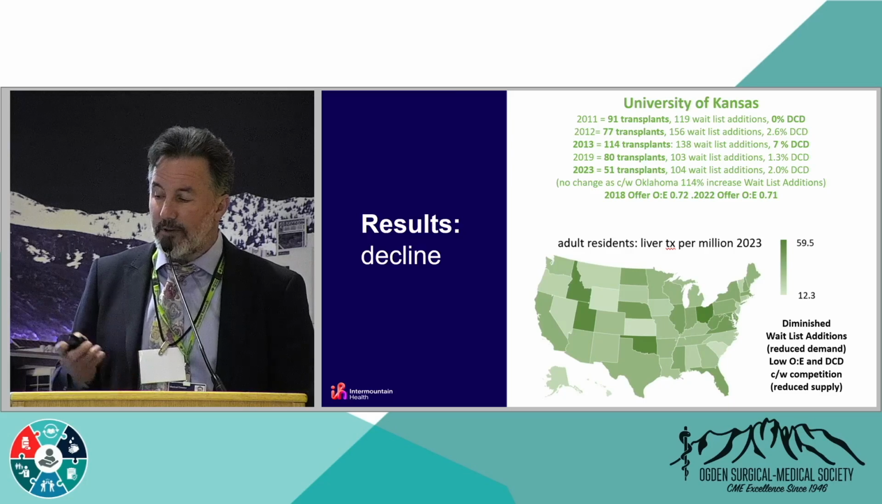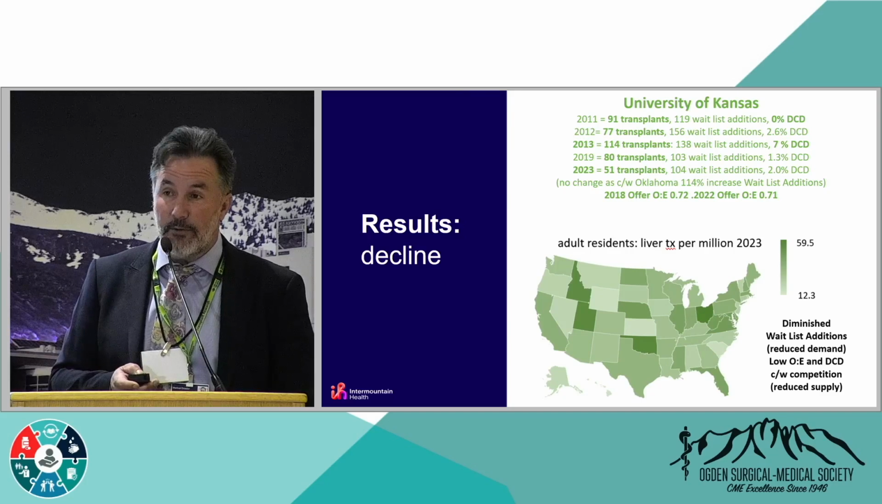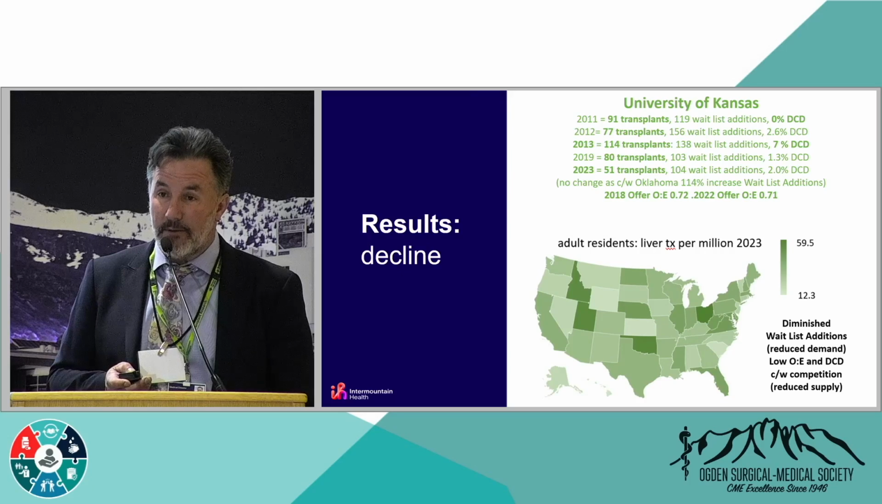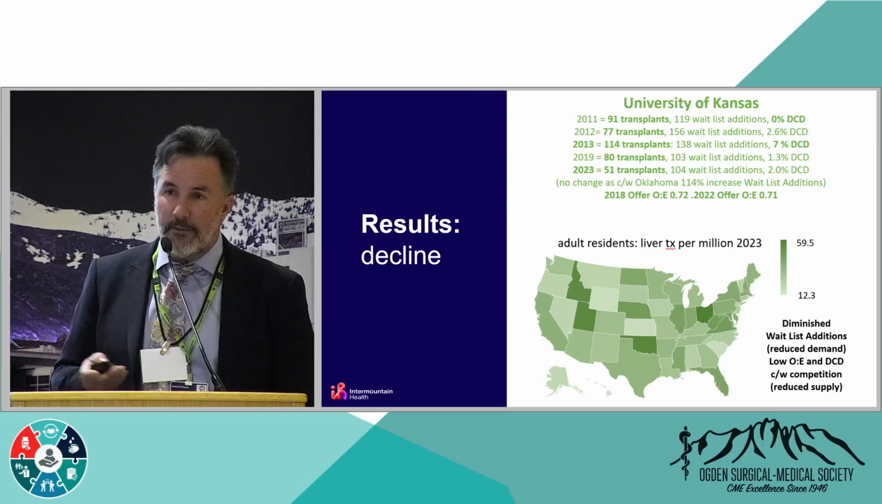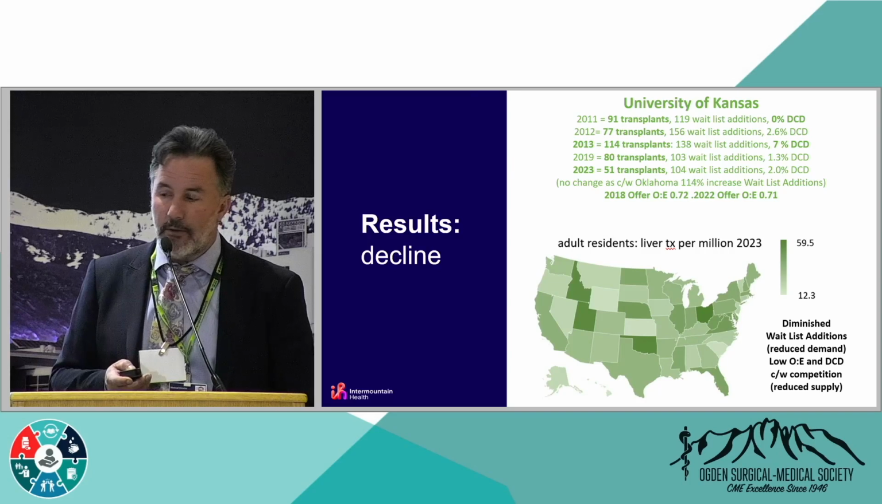So this performance is not good, but their observed to expected rate is 0.71, and then the other part is their DCD is 2% rather than 17%, which is the national average. So they chose their position. It wasn't a question of a new law.